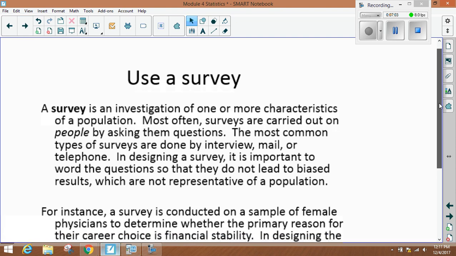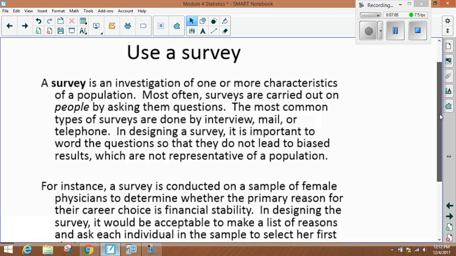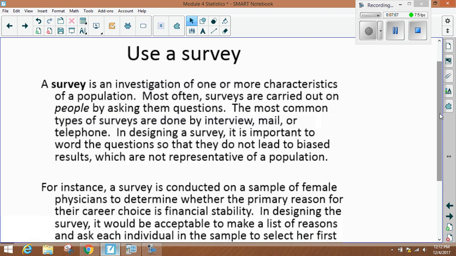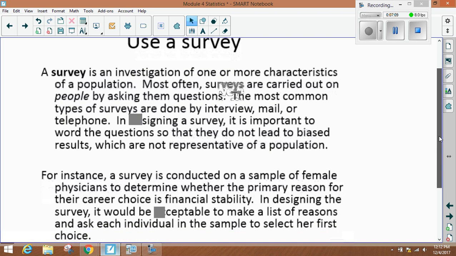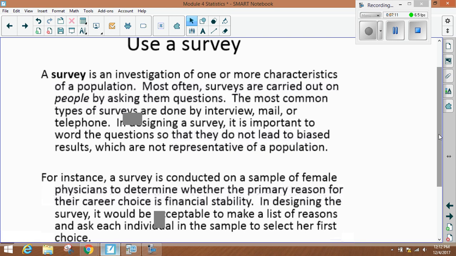A survey is another way to get data. You guys know what a survey is. We don't need to get crazy about that, right?